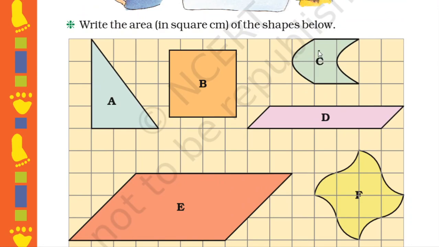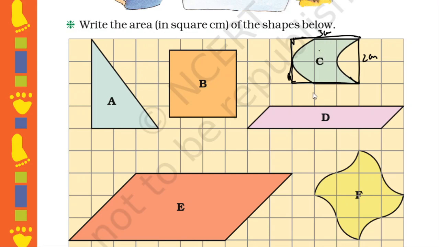C. What is the area of the figure C? If you observe, the diagram covers 1, 2, 3. Let it be 3 centimeters, and this is 1, 2, so this is 2 centimeters. What is the shape of this? The diagram is within the rectangle, isn't it? Now here, how many full squares and how many half squares are there? Just like the previous problem, figure B, you find the area.